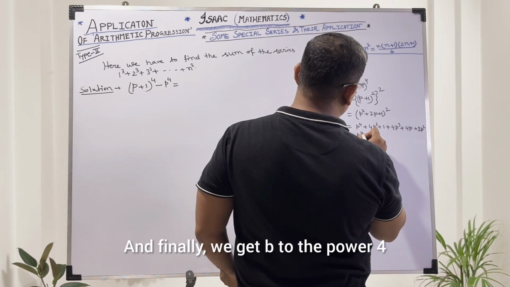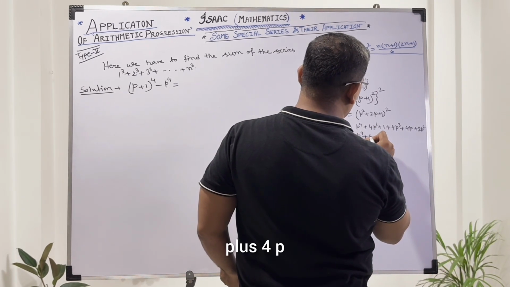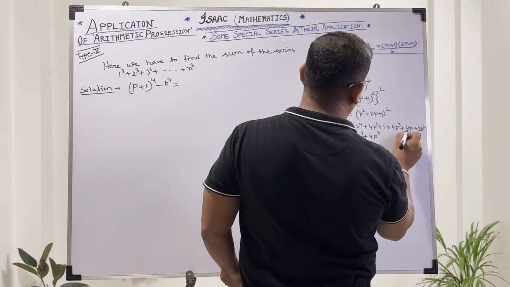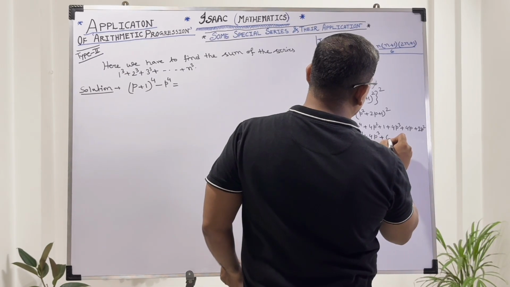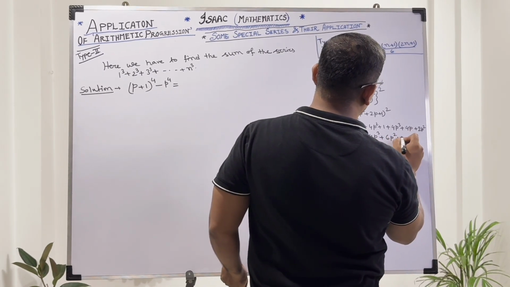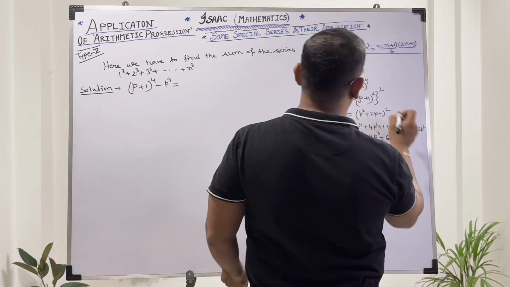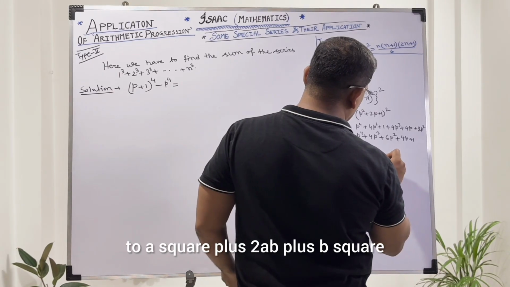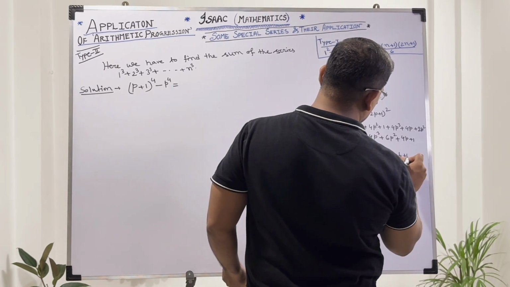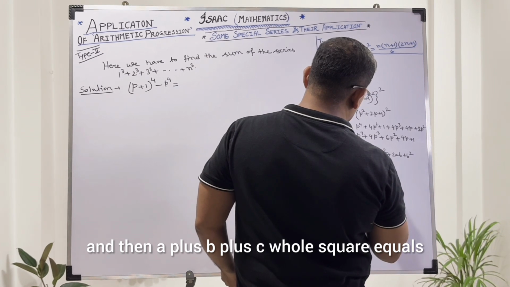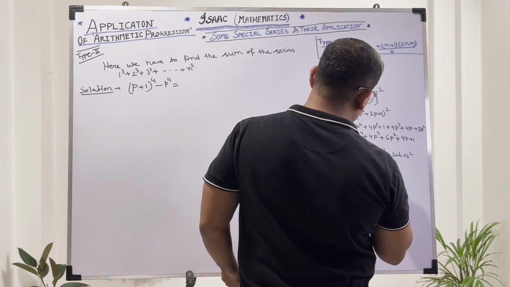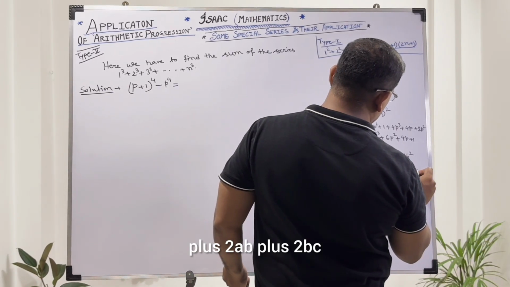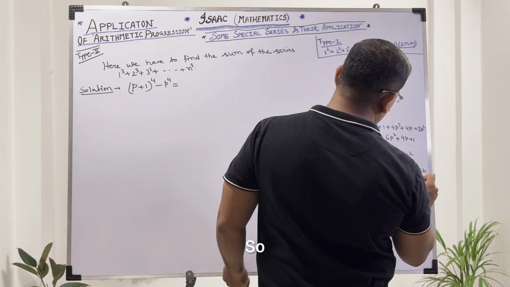And finally we get p^4 + 4p^3 + 6p^2 + 4p + 1, by following (a+b)^2 = a^2 + 2ab + b^2, and then (a+b+c)^2 = a^2 + b^2 + c^2 + 2ab + 2bc + 2ca.